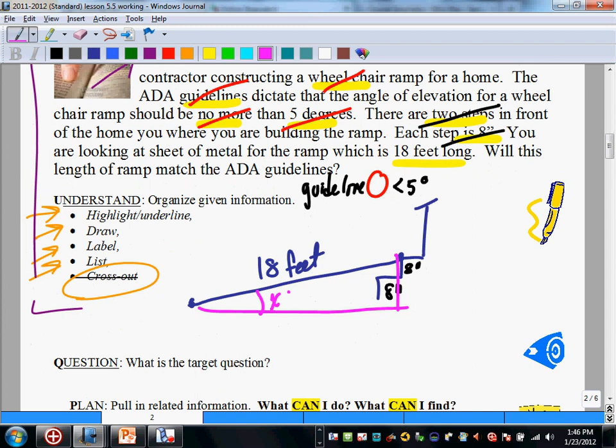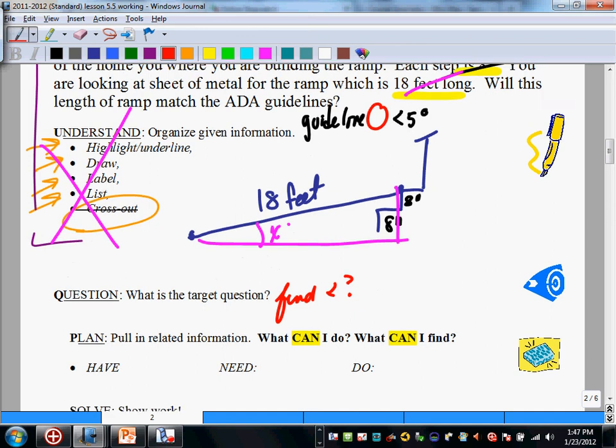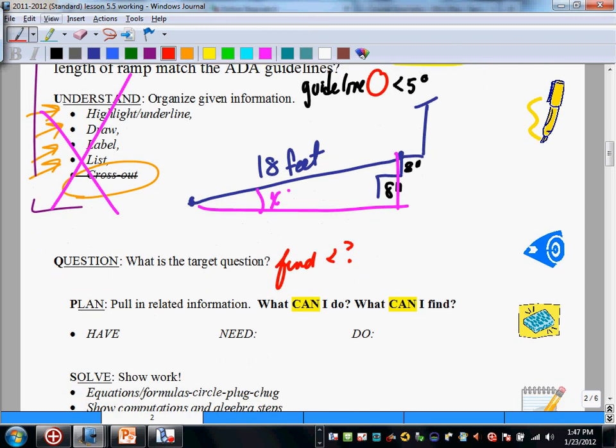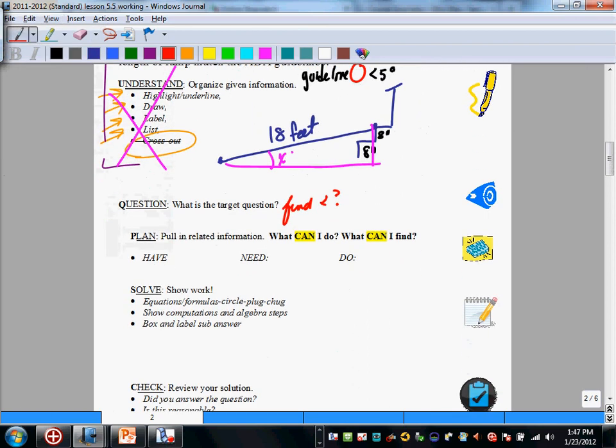Now, that's what I just did. What is our target question? Our target question is to find the angle. Where's the right angle? Our right angle's right here.